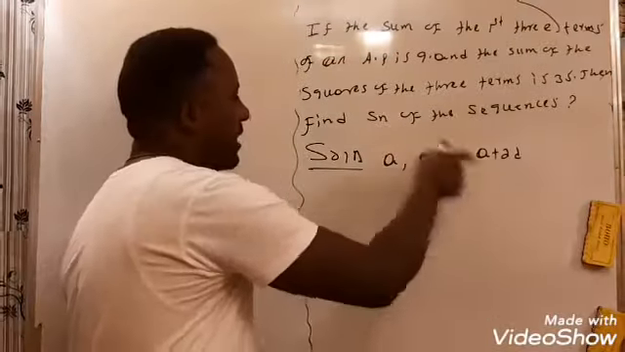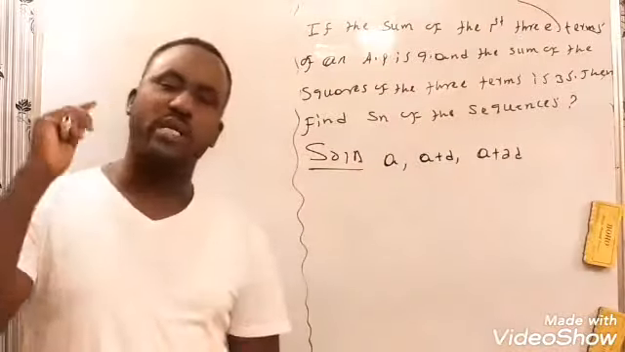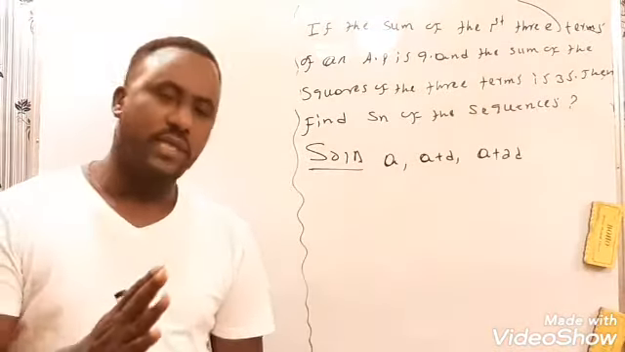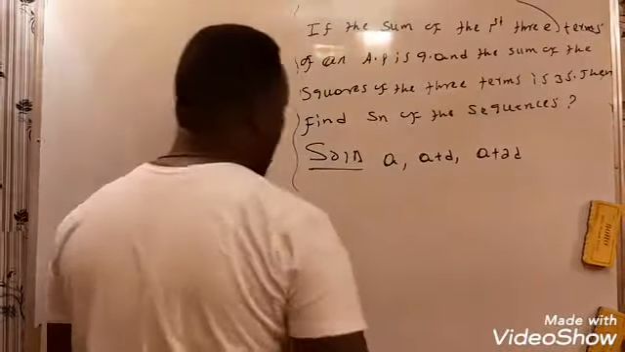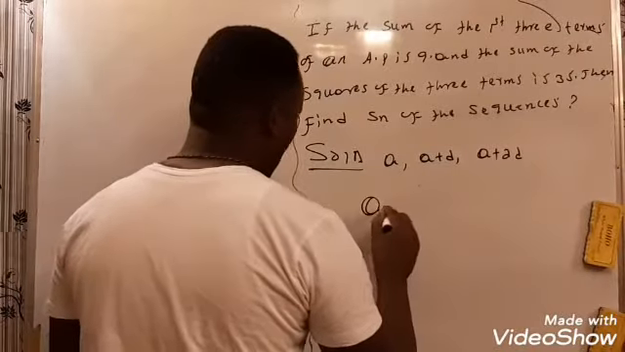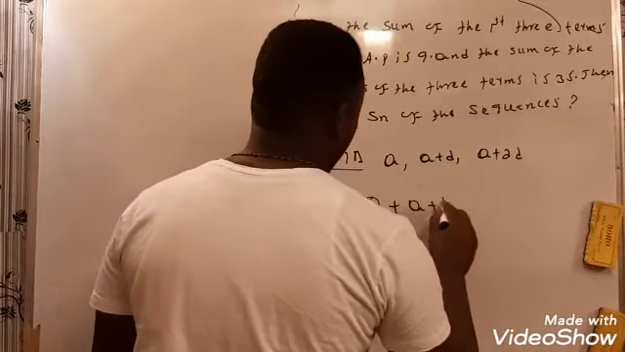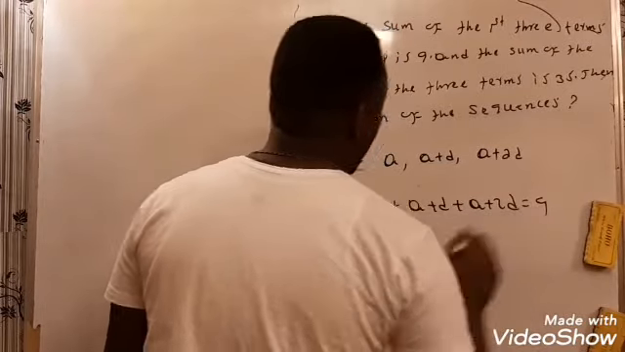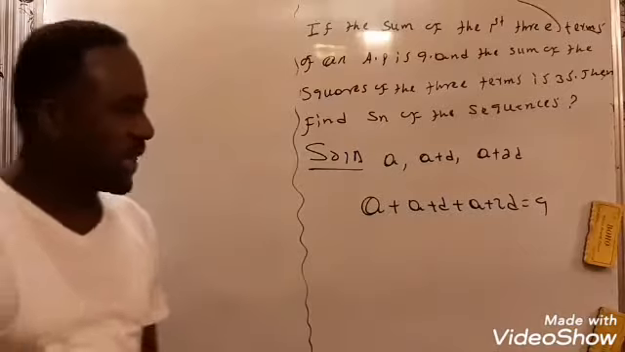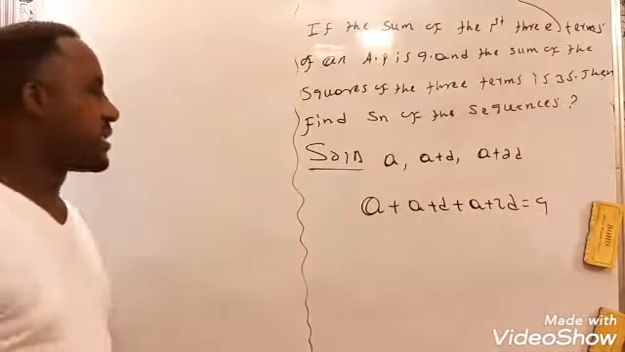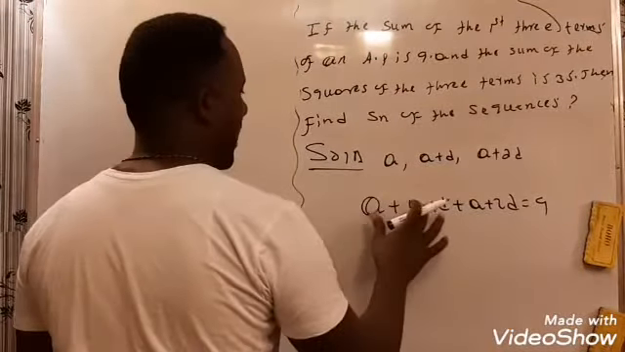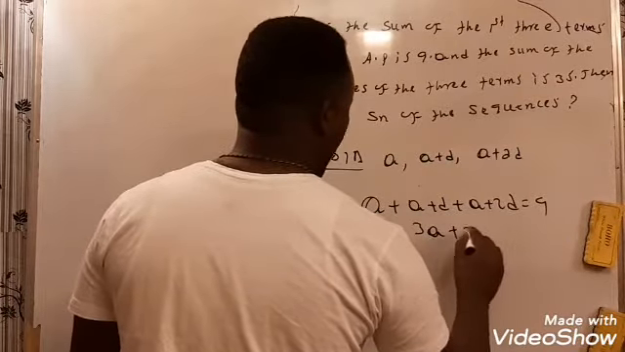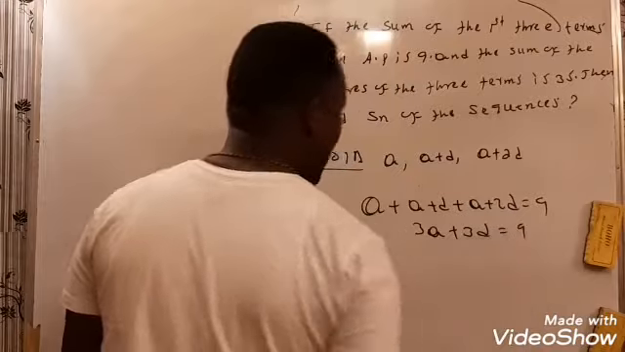These are called the first three terms of the sequence. The other important information is that the sum of a plus d plus a plus 2d is given, that is 9. So what is our first given? The sum of these is 9. a plus a will be 3a, and d plus 2d will be 3d, which is exactly 9.